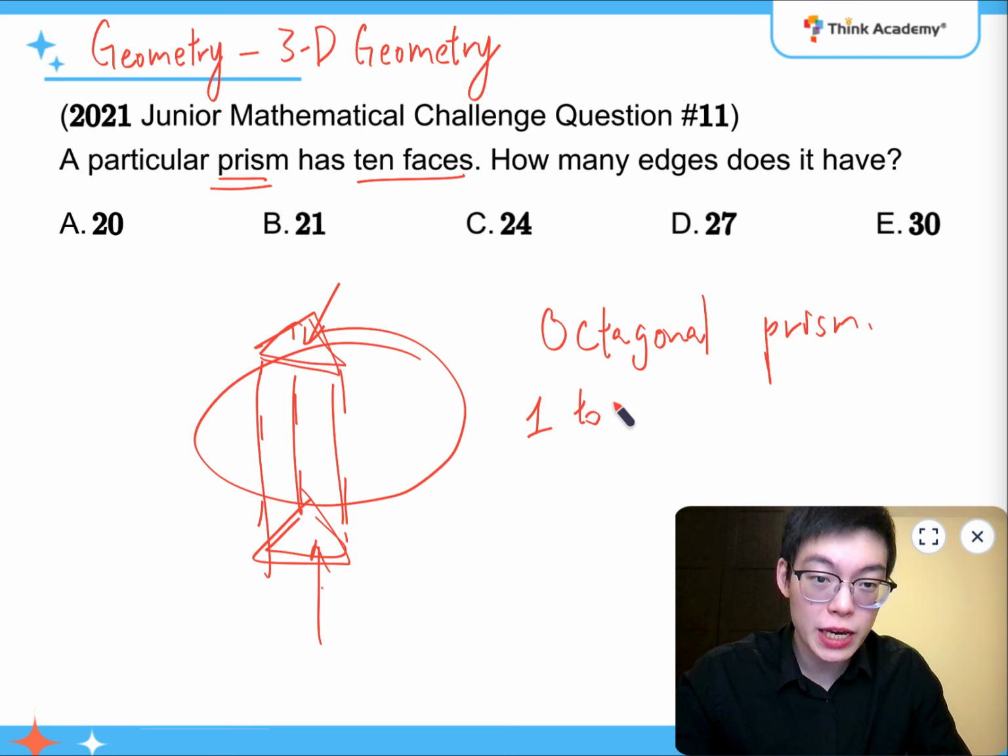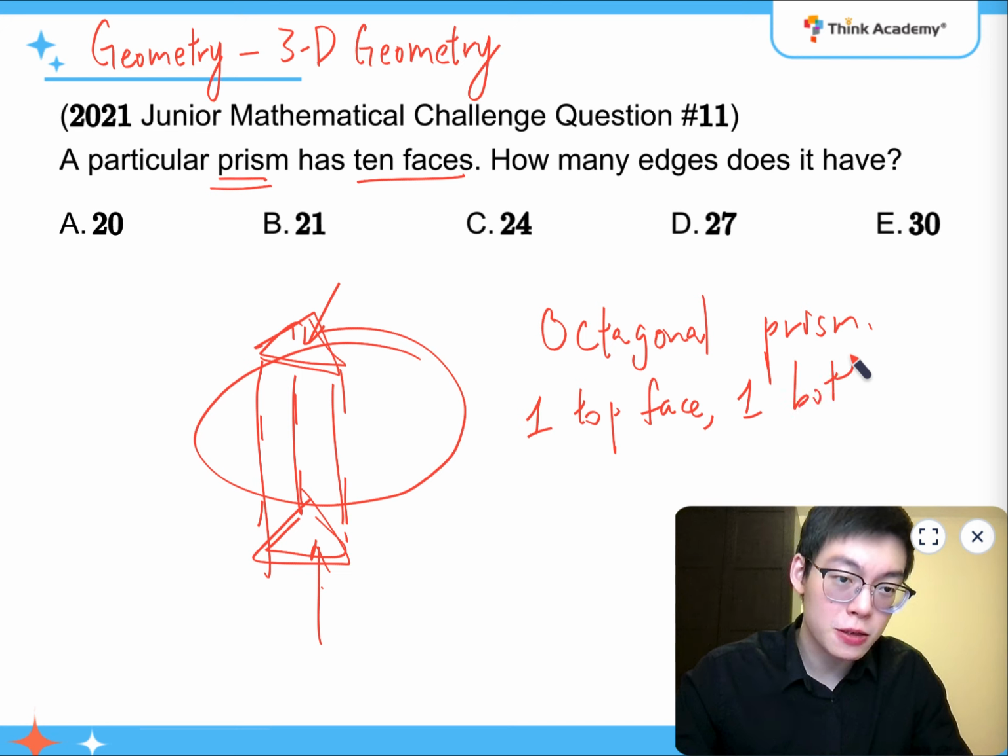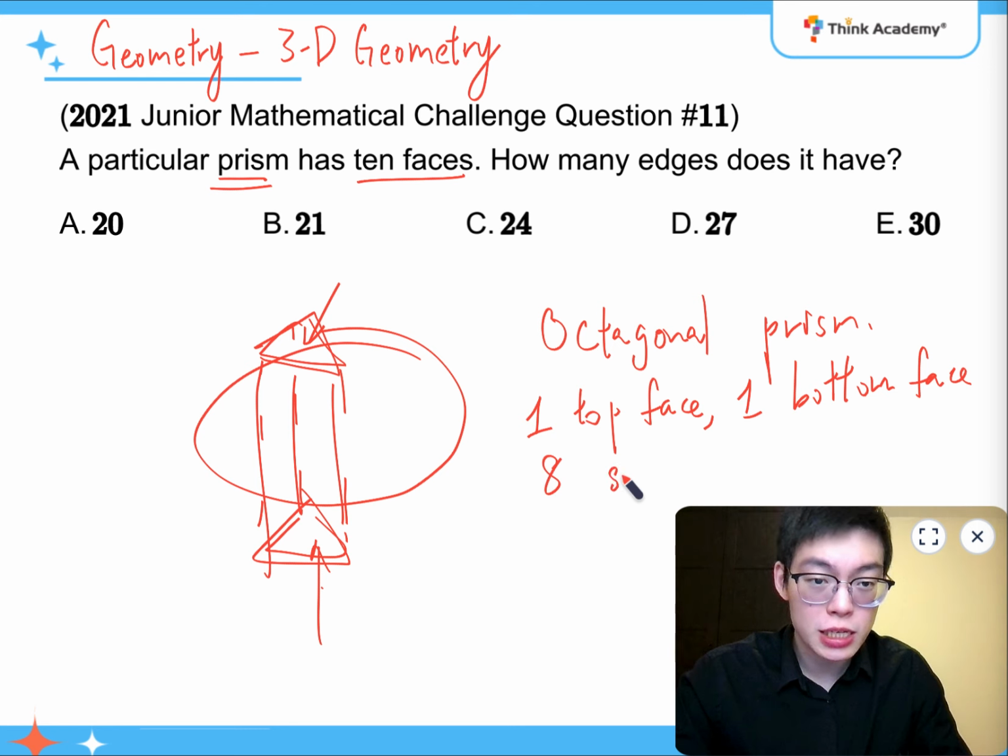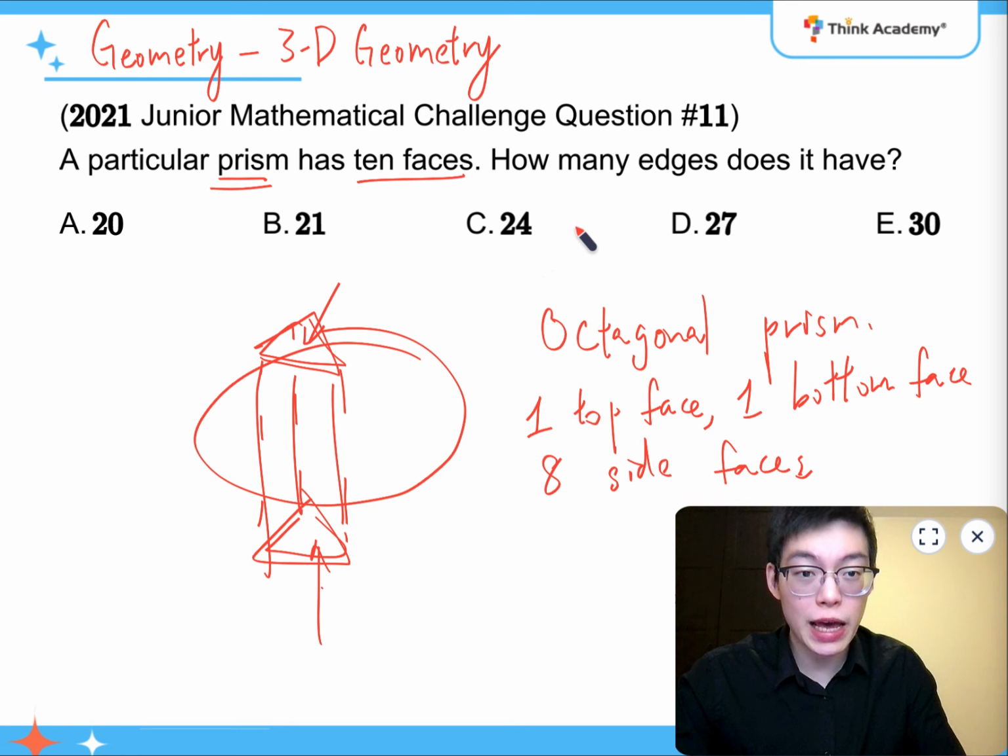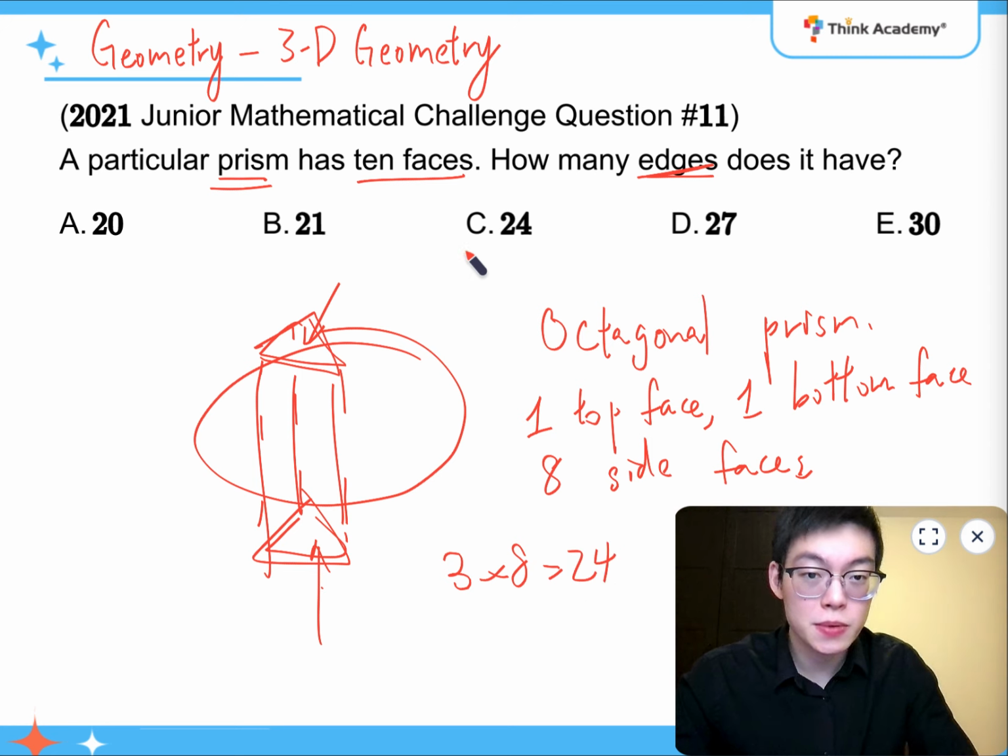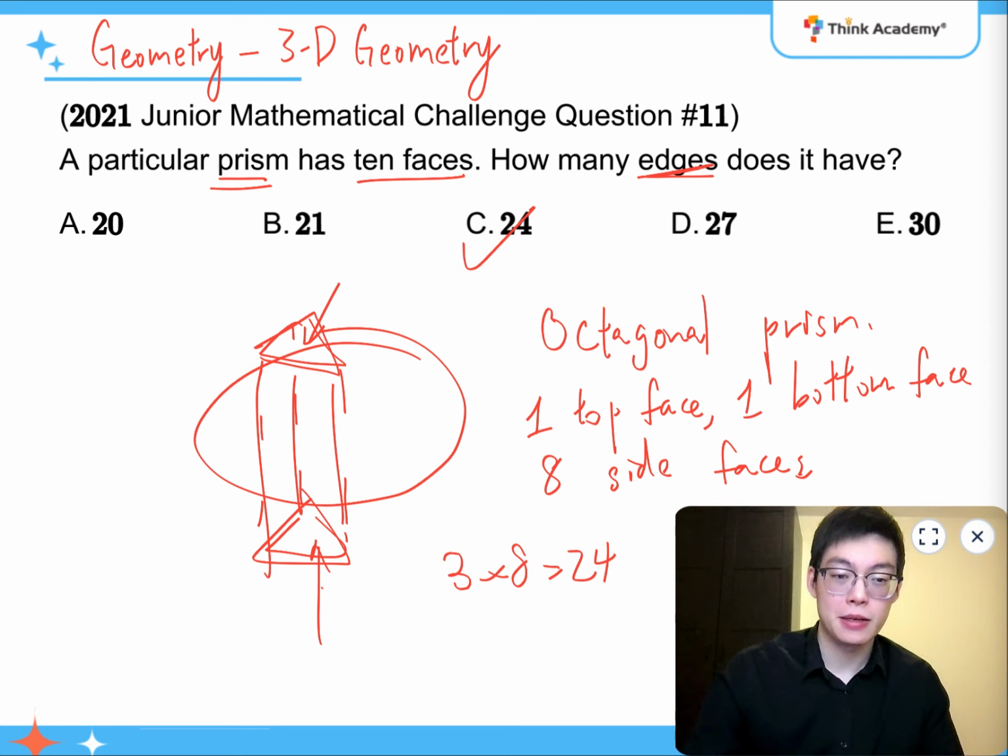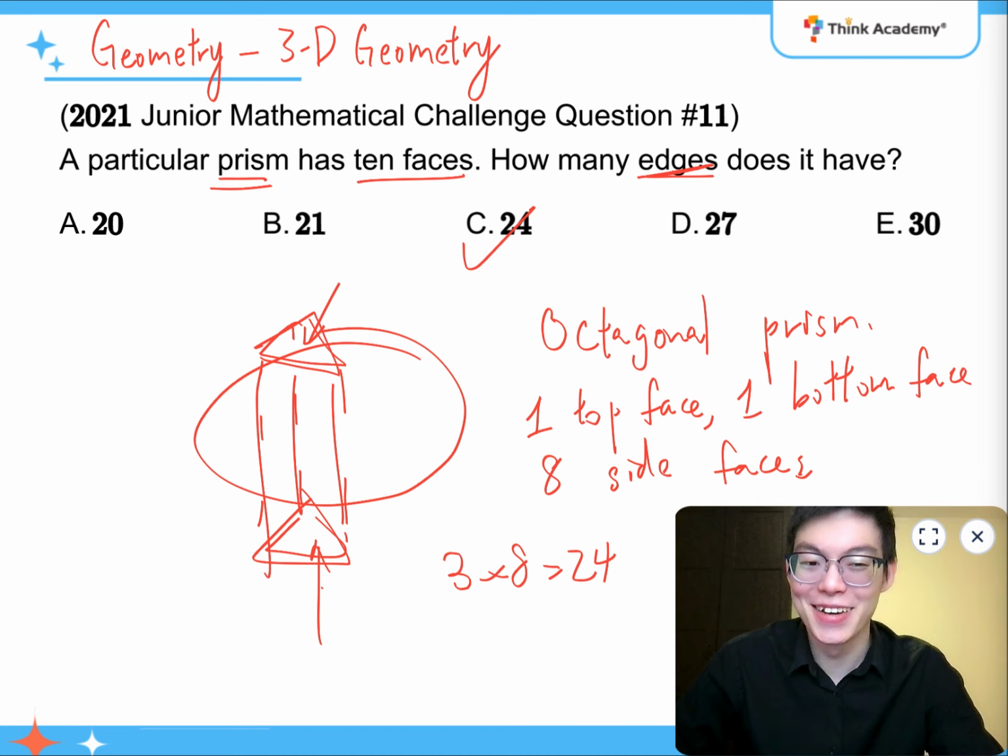1 top face, 1 bottom face, and 8 side faces. So the number of edges is going to be 3 times 8, which is 24. Okay? I don't know how to explain it any further, to be fair. That's just what a prism is, isn't it?